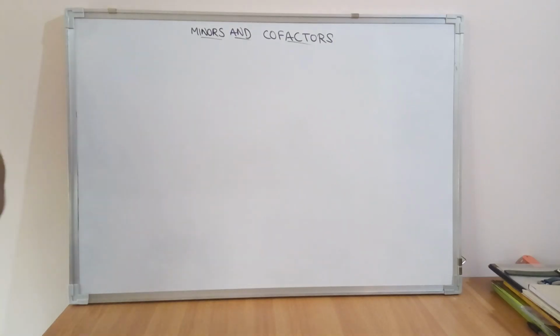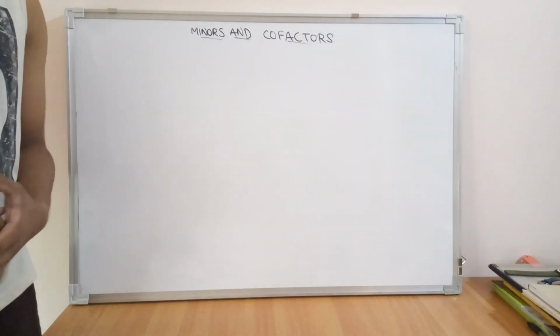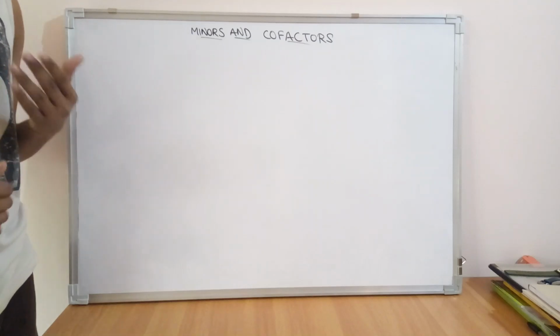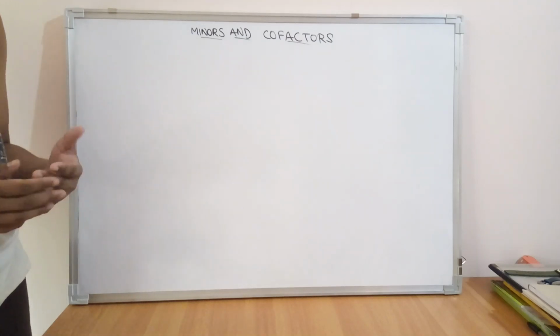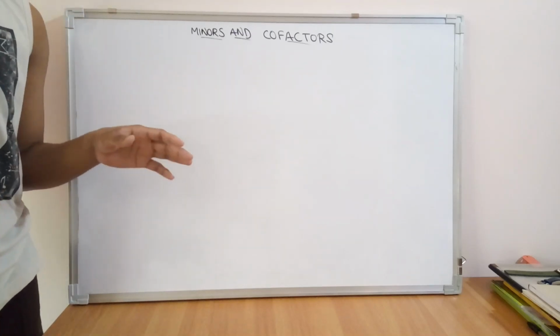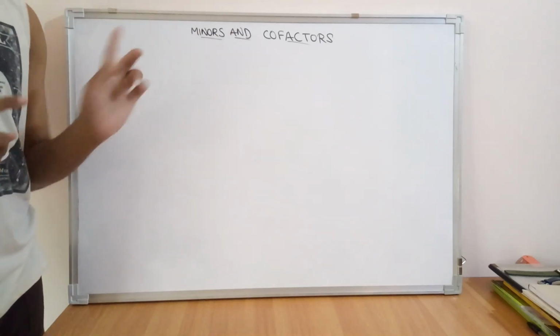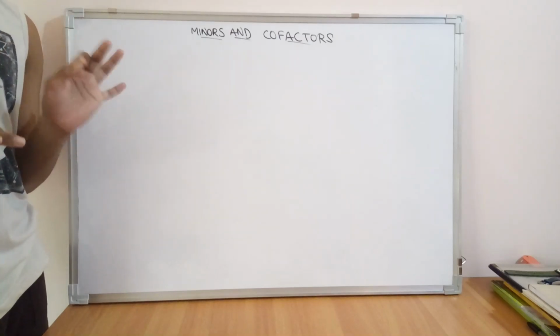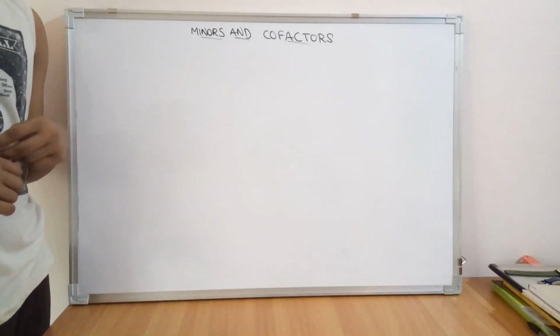We were dealing with how to find the value of a determinant, and later we learnt about the many properties of determinants and so on. So now we are going to learn what minors and cofactors are. Minors and cofactors are related, but there is some small difference between them.